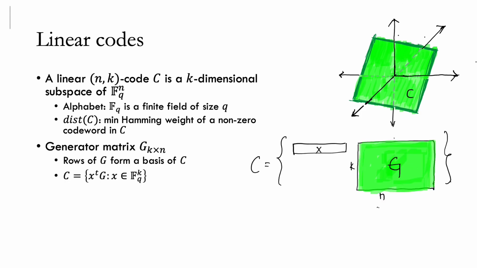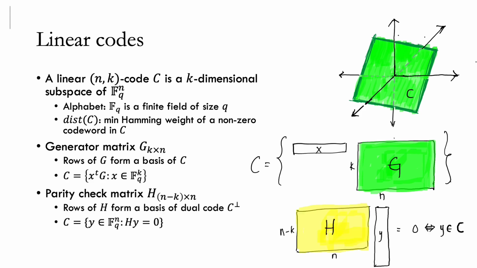Now, this code can have different representations. One such representation is with a generator matrix. A generator matrix is a k by n matrix where the rows of this matrix form a basis of the code. A dual perspective is instead a parity check matrix, where each row of the parity check matrix has the property that if you take the dot product of it with any element of the code, you get 0. Another way to think of this is that H is a generator matrix of the dual code. We shall use both of these in our talk today.